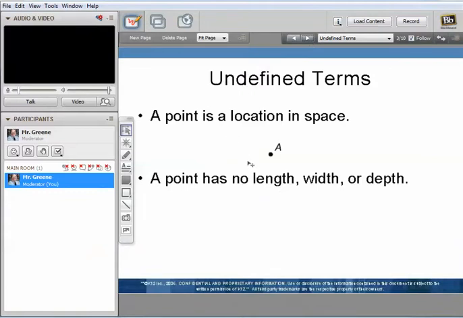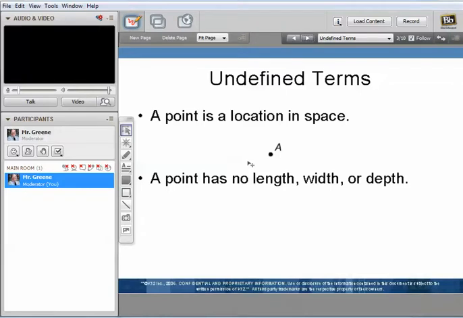An undefined term is just a starting point. When you take a trip and you travel somewhere, you have to start from somewhere. Well, as we travel through geometry, we have to start with something. And the first thing we're going to start with are three terms that I'm not going to define for you. They're just where we're starting at.